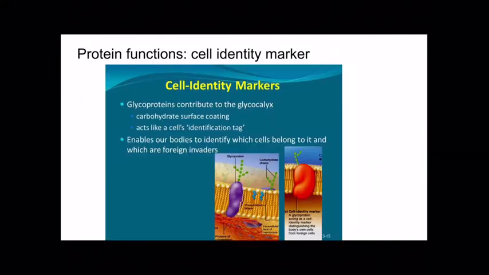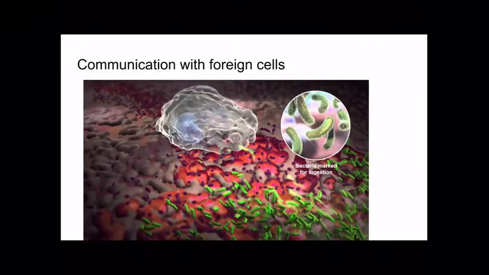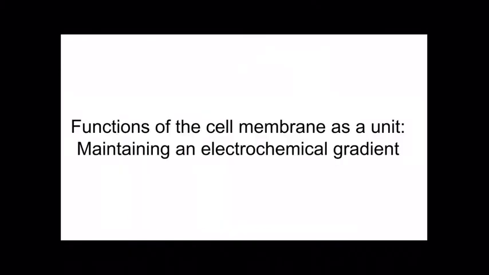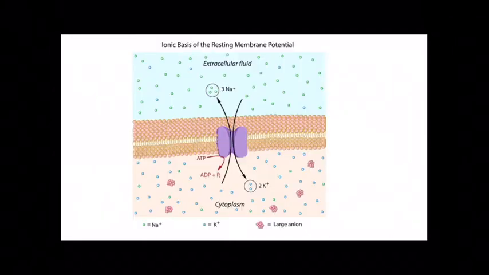Here's your little review of what we did in class. Okay, so we talked about functions of the cell membrane as a unit. The first one we talked about was maintaining an electrochemical gradient. Is that the first one we talked about? And here's a diagram that shows that.